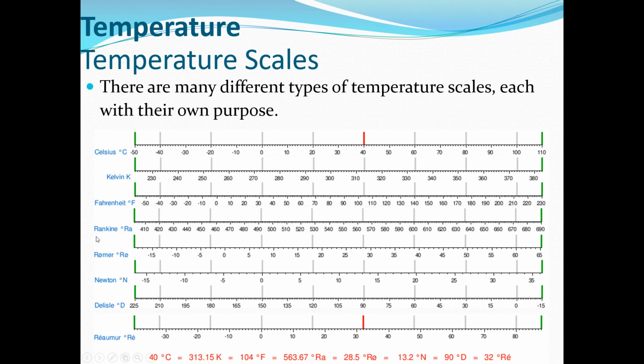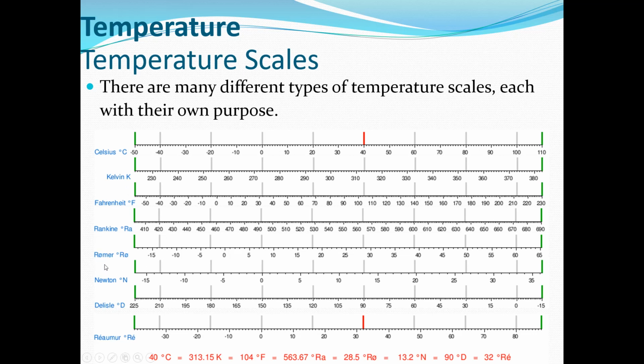Now, there's one scale that you probably never heard of, the Rankine scale. The Rankine scale is essentially the Kelvin scale for Fahrenheit. So it does the same thing. It takes the Fahrenheit scale and shifts it over so that zero Rankine is absolute zero on the Fahrenheit scale.